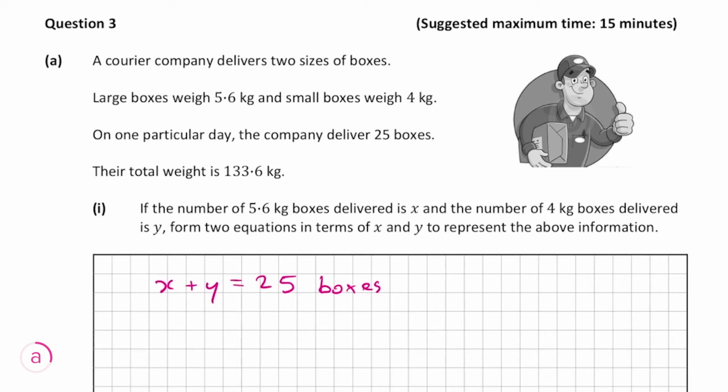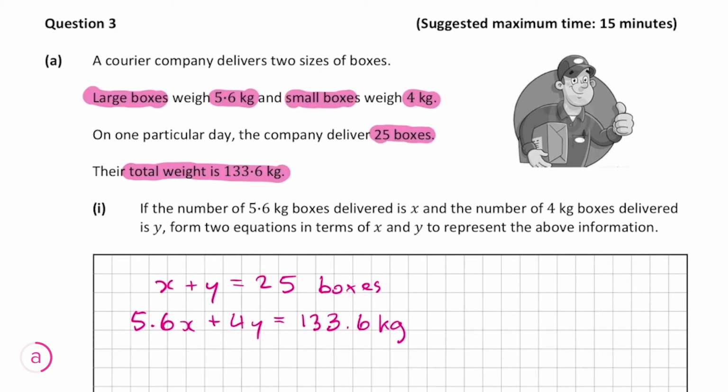And secondly, the second piece of information we need to represent in these equations is the total weight of the boxes, which we're told is 133.6 kg. And so since x represents the number of big boxes that were delivered, and y represents the number of small boxes that were delivered, we can write the equation 5.6 times x plus 4 times y is equal to 133.6. This may not be obvious at first, but it turns out that it's actually the correct equation.